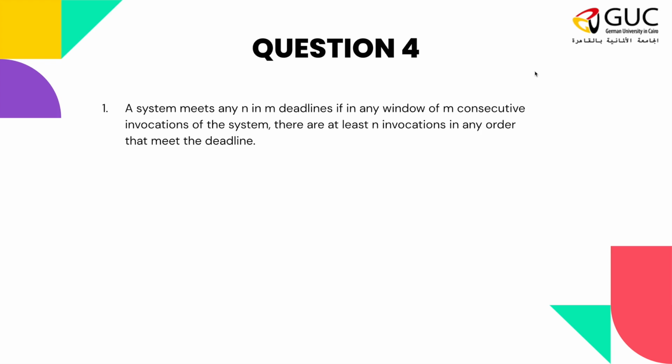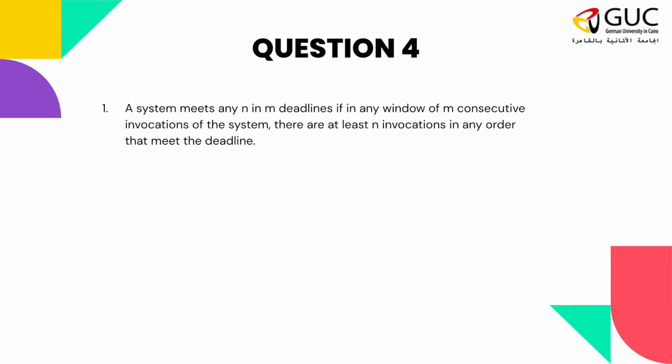A system meets any n in m deadlines if in any window of m consecutive invocations of the system, there are at least n invocations in any order that meet the deadline. So here we are tackling meeting the deadlines, not missing. Remember the second category, missed versus met. Here, this example states that a system meets, so we are in the meet category. It says that a system meets any n in m deadlines.